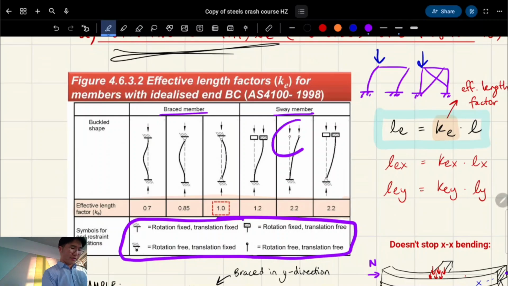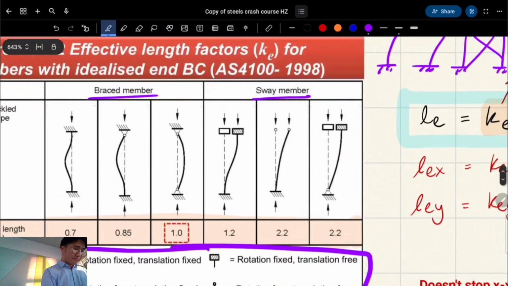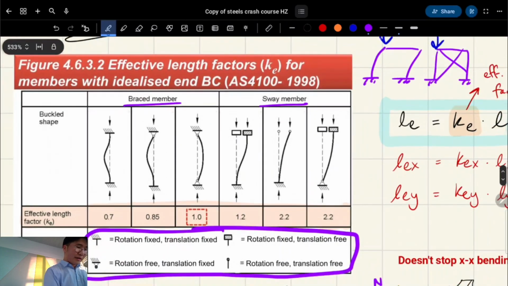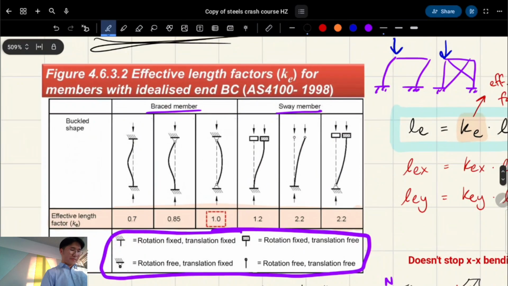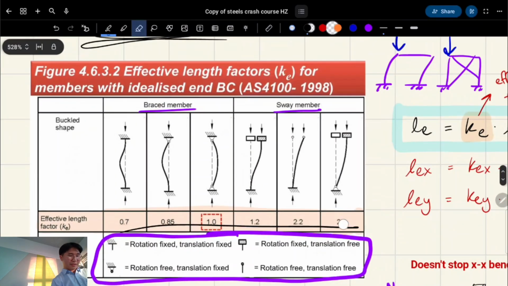Oh, and free, I think. Oh no, that's still pinned. Okay. So these numbers, some of them are higher and some of them are lower, right?